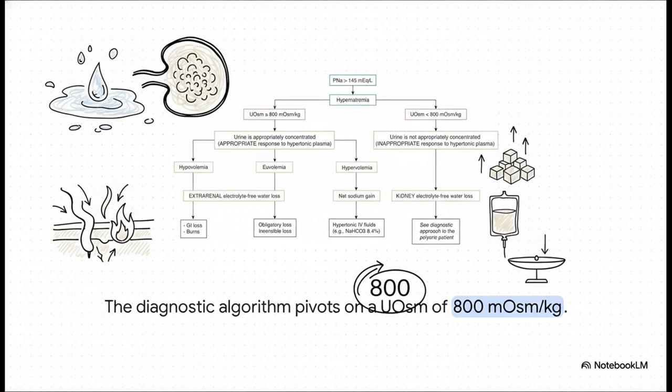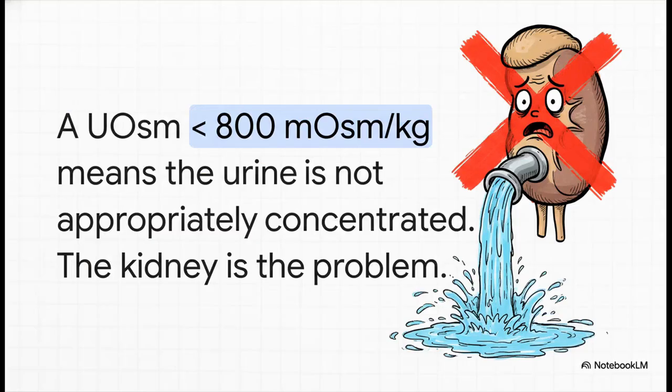So the kidney is not the problem. You need to start hunting for extrarenal water losses, think GI tract or skin, or a big sodium gain. Now, on the flip side, if your U-osm comes back less than 800, well, that urine is inappropriately dilute for someone who is hypernatremic. And that points the finger directly at the kidney. The kidney itself is the culprit. It's where the water is being lost. And your entire workup now shifts to figuring out why your patient is polyuric.